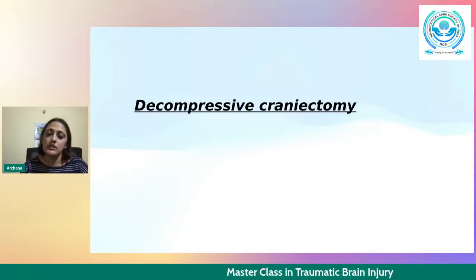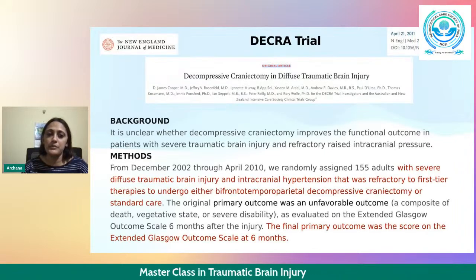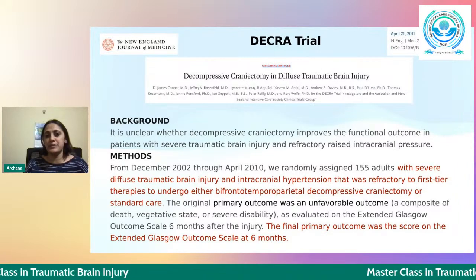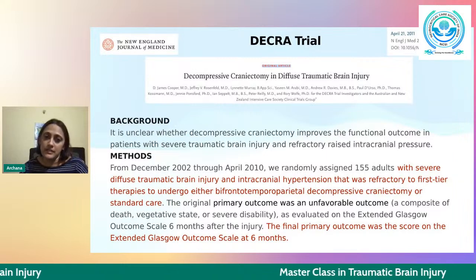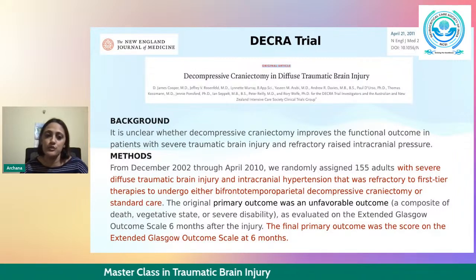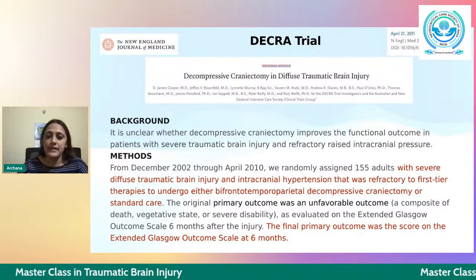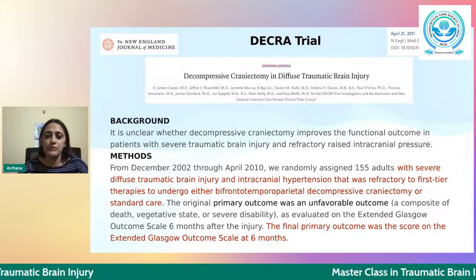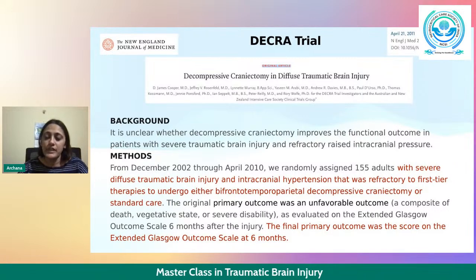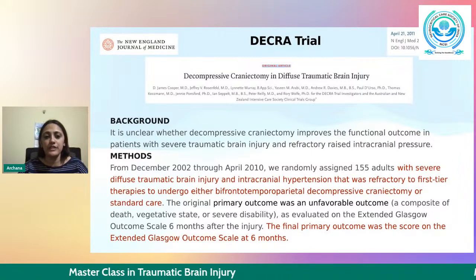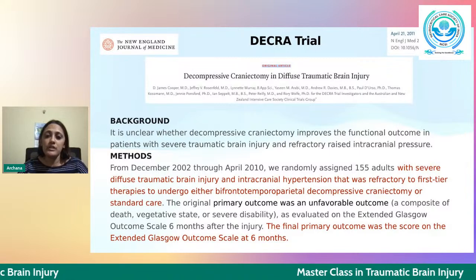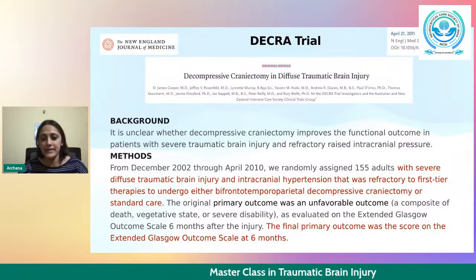Now, coming to the role of decompressive craniectomy in traumatic brain injury, I'll be mainly talking about two trials, the DECRA and the RESCUE ICP trial. The decompressive craniectomy in diffuse traumatic brain injury was done with patients with diffuse traumatic brain injury and an intracranial pressure of more than 20 mm Hg, which was refractory to first tier therapies, to undergo either bifrontotemporal decompressive craniectomy or standard care.